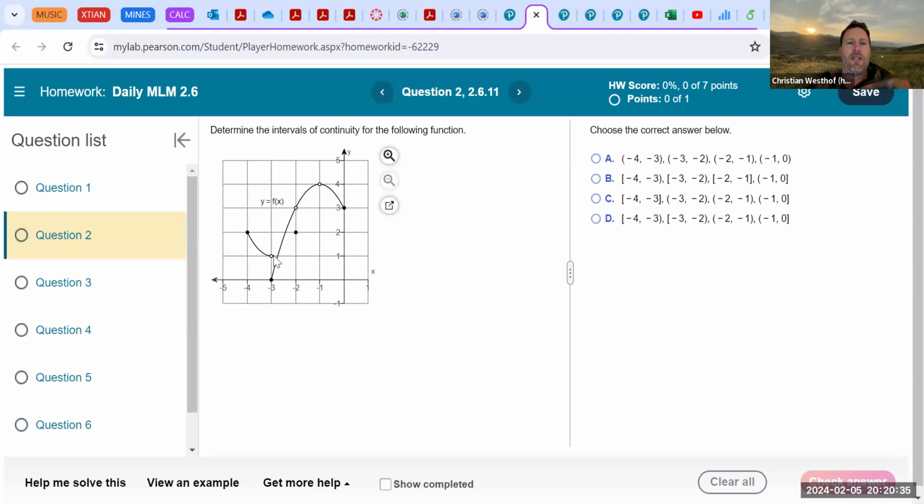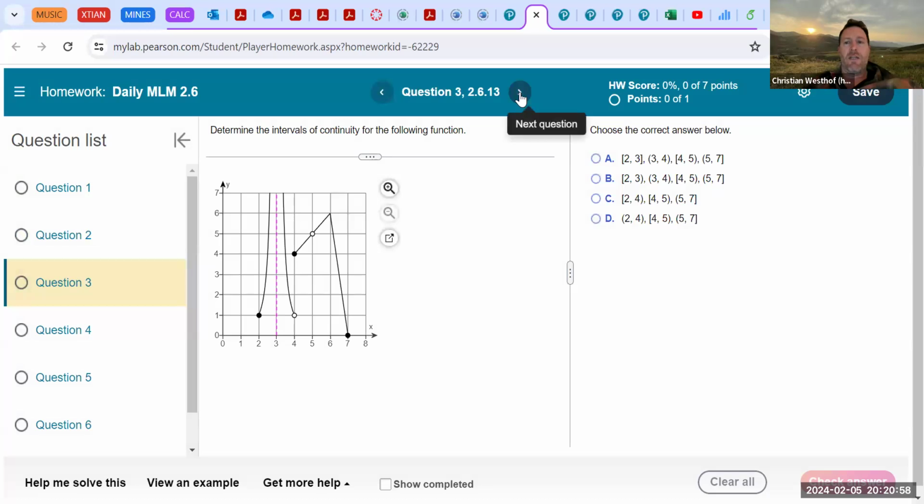So for example, at -3, the limit doesn't exist, so the function's discontinuous at -3. Here, the limit exists, it's 3. The function value exists, it's 2, but they're not the same. So the function is discontinuous at -2. At -1, the limit exists, but there's no function value, and then that's it. Again, look at a picture, decide where it's continuous or not. We did this in class today.